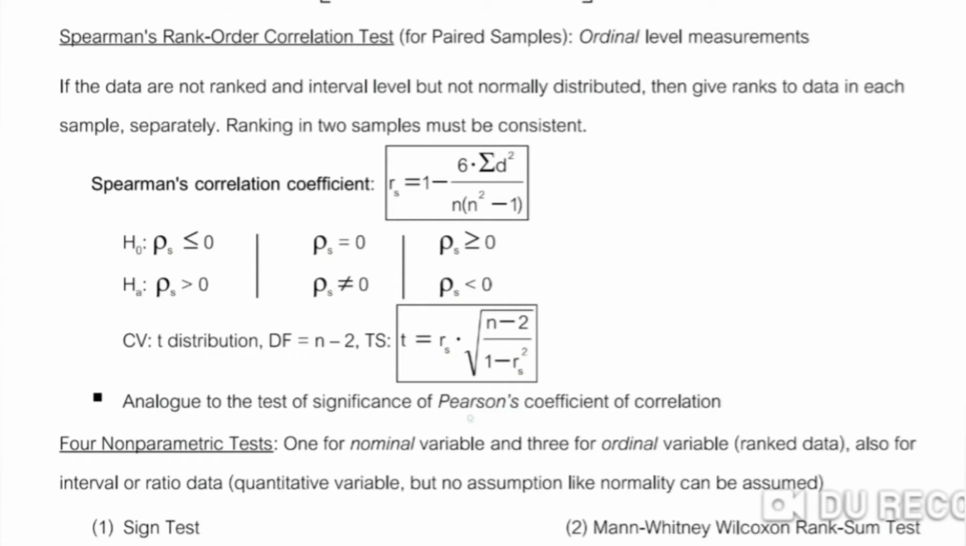Interpretations are the same as Pearson. That is, Pearson rho or R, Spearman's rho S or RS, they are real numbers between -1 and +1, and interpretations: near 0 means weak relationship, far from 0, close to -1 or +1 means strong correlation, like this.